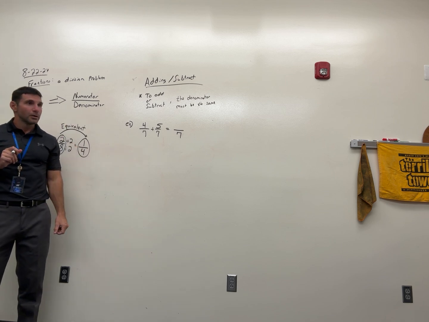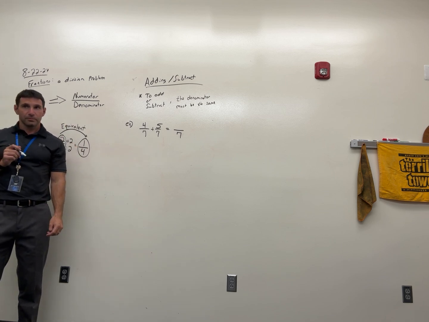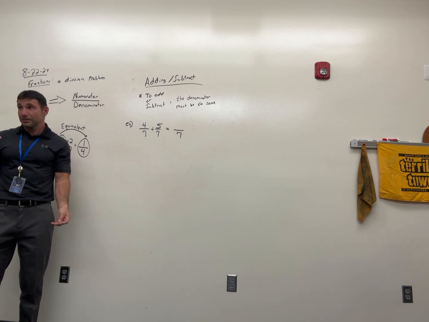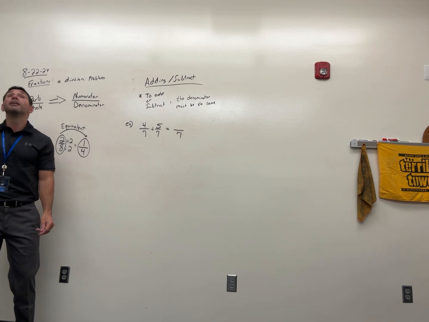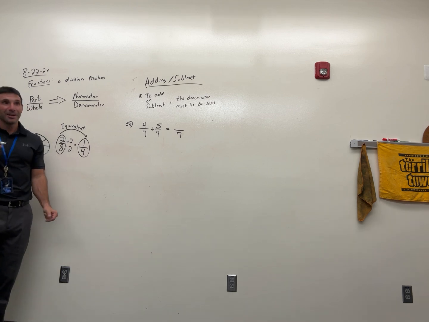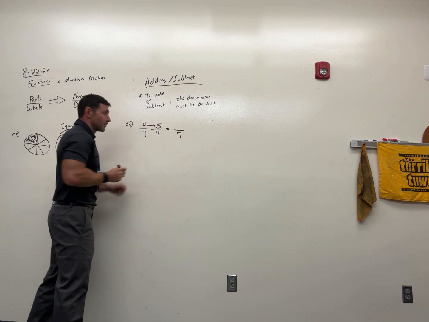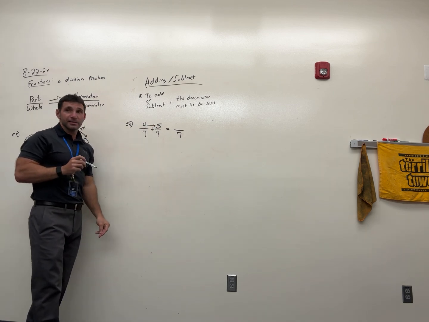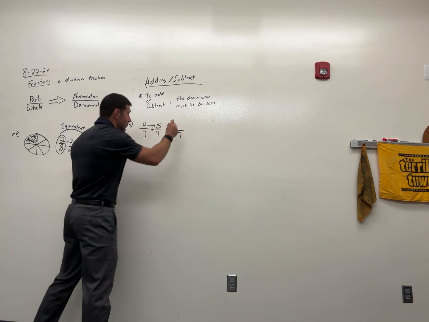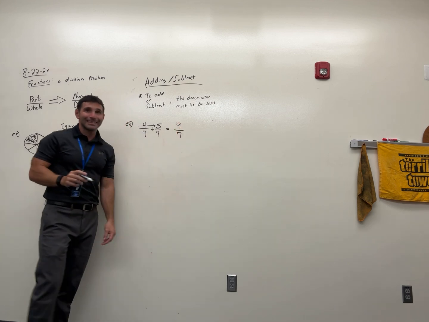Okay? What do we have to worry about? The numerator, the top. We only need to add or subtract the numerators. 4 plus 5 is 9. My fraction is 9/7.